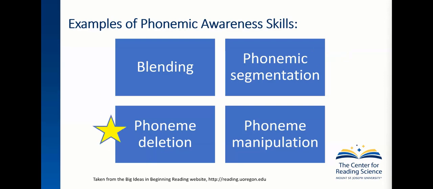Now, phoneme deletion is when I give you a word and I ask you to take away one of the sounds. What is cat without the k? And if you said at, you are correct. Phoneme manipulation is when you have a word and you change a sound in the word to make it another word. So if I say cat and I have you change the a to u, what's our new word? Cut. Now you try a few. Blend these sounds together to make a whole real word.